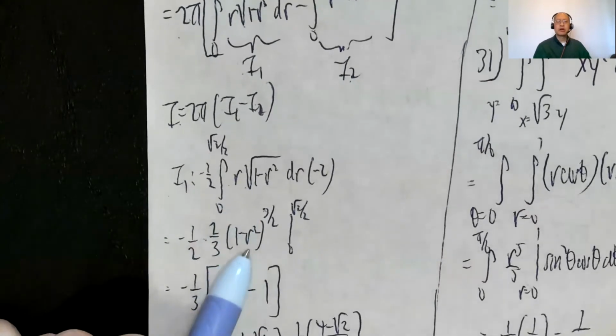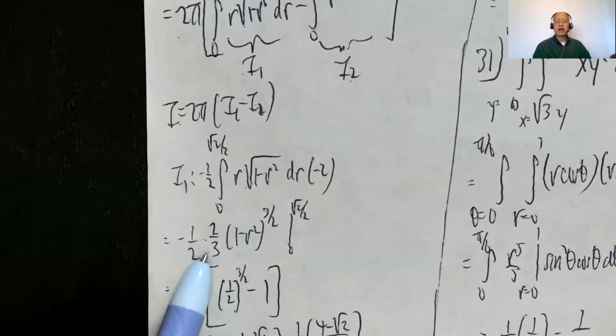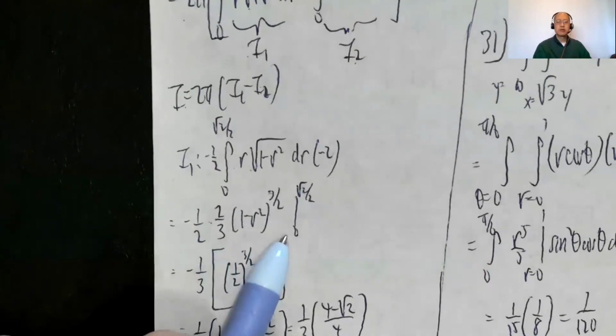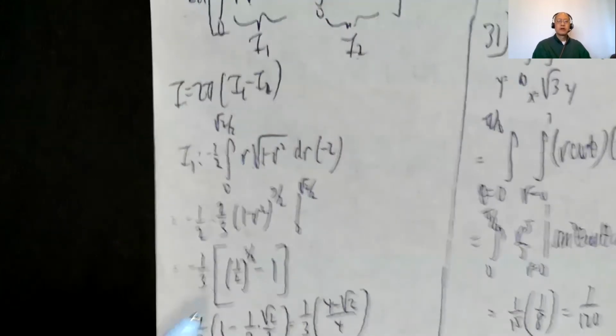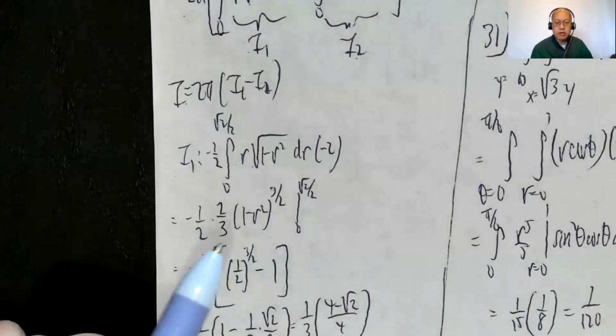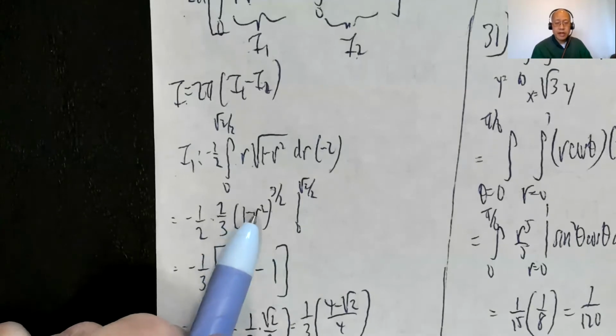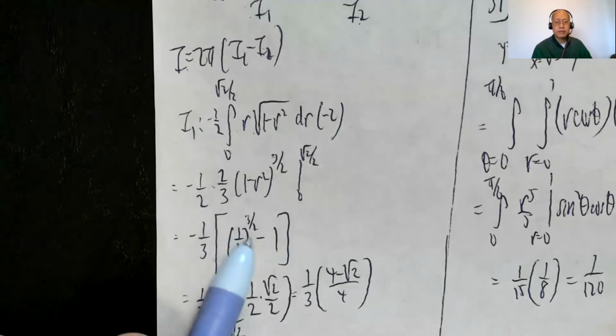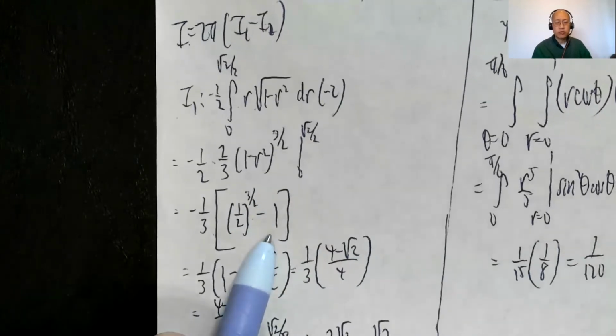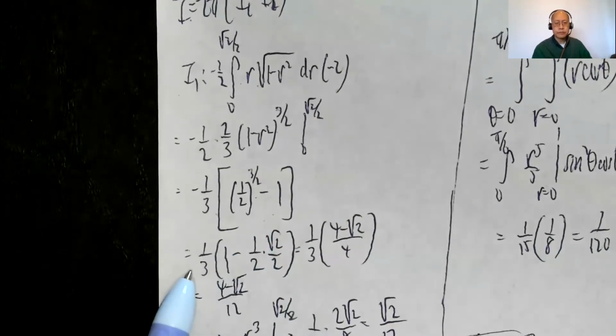So the integral is (1 minus r squared) to the 3/2 divided by 3/2, or times 2/3, from 0 to radical 2 over 2. That's negative 1/3. Okay, so if I plug in radical 2 over 2, if you square it, you get a half. So 1 minus a half is a half. So 1/2 to the 3/2 power minus, plug in 0, and you get 1 to the 3/2, which is 1.